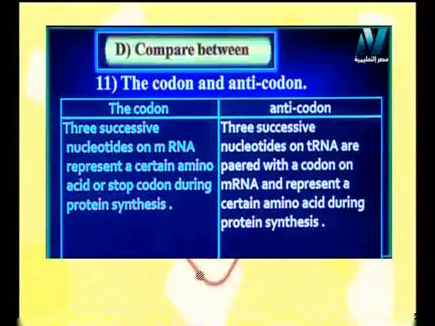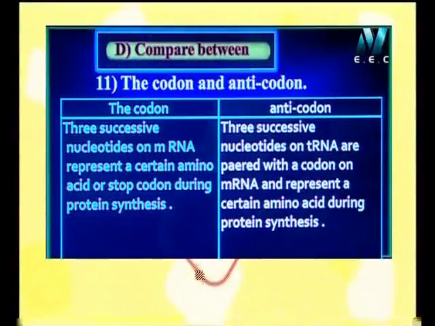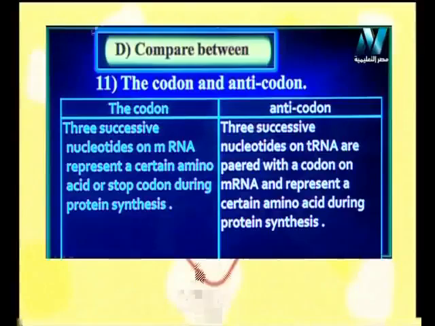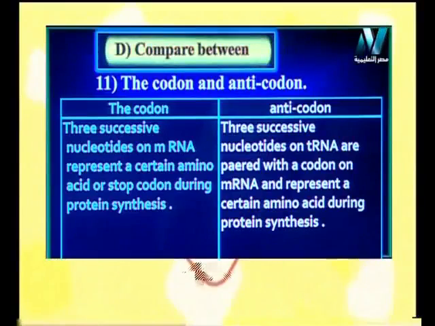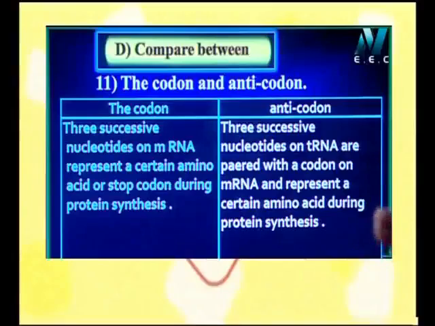هنا برضو بيقول لي compare between the codon and the anticodon. طبعا الكودون 3 successive nucleotides on the mRNA represent a certain amino acid or stop codon during protein synthesis. يبقى الكودون ممكن يبقى codon of amino acids 3 successive nucleotides on mRNA او يبقى stop codon، ده codon. But the anticodon is the 3 successive nucleotides on tRNA are paired with the codon on the mRNA and represent a certain amino acid during protein synthesis. يبقى خلي بالك في فرق بين الكودون وبين الانتيكودون. الكودون ده 3 successive nucleotides on mRNA but the anticodon 3 successive nucleotides on tRNA.